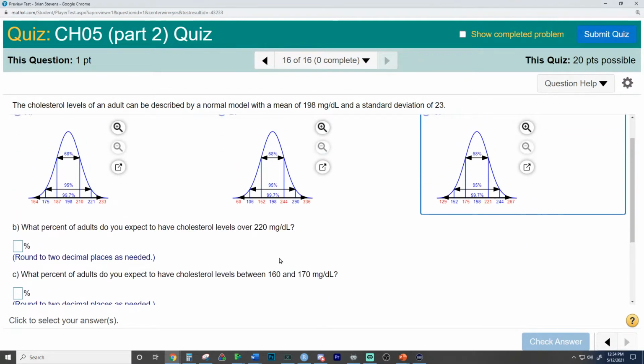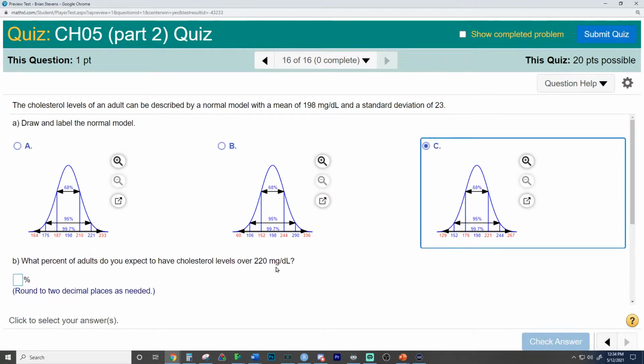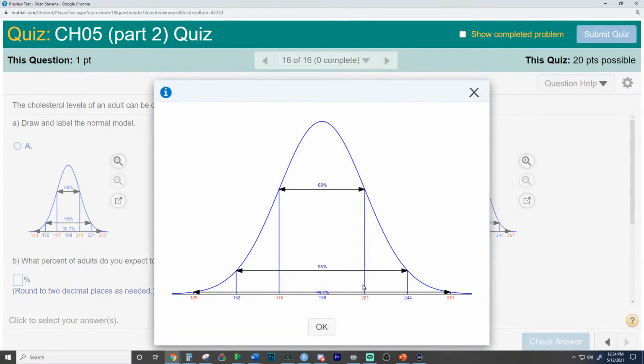What percent of adults do you expect to have cholesterol levels over 220? Well, now this gets iffy, because you'll notice right here, 220 is not a number on the curve.